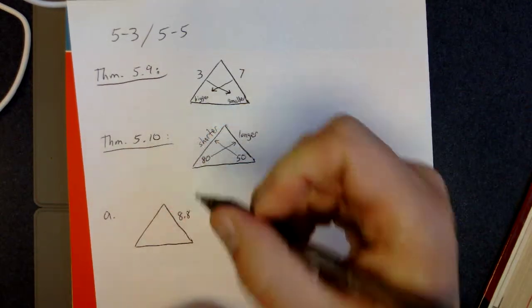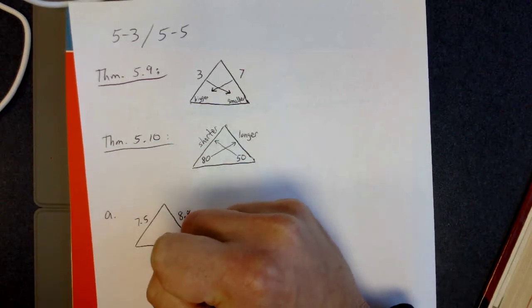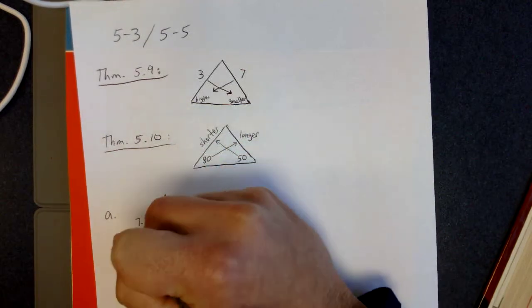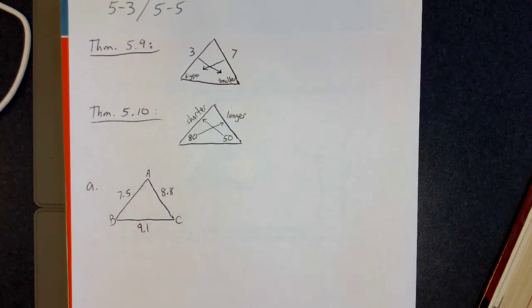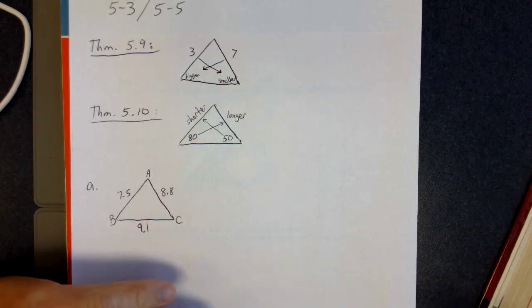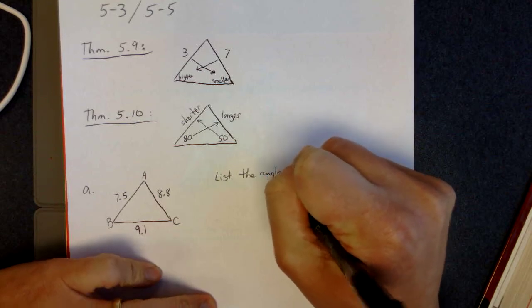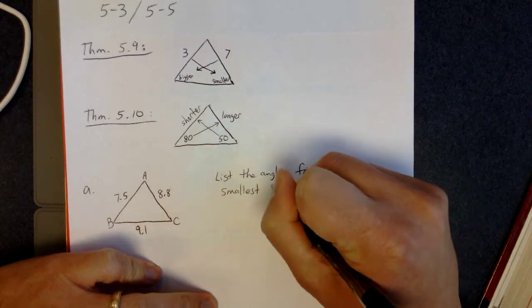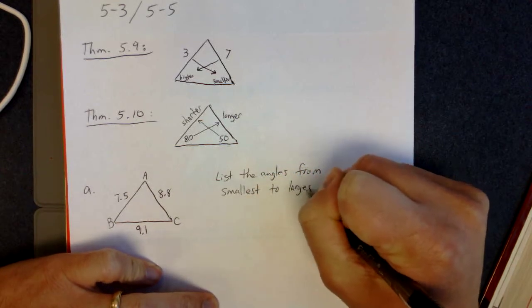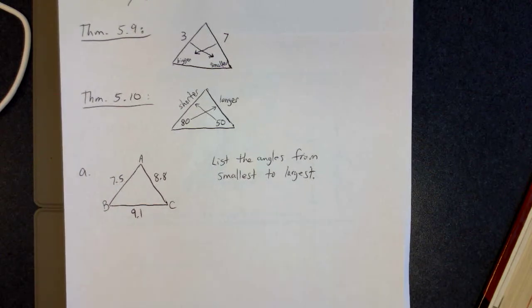We're going to have an 8.8, a 7.5, and a 9.1. Let's call it triangle ABC. And then they're going to ask us to list the angles in order from, we'll go smallest to largest. And you'll kind of have to watch your directions on these. Sometimes they'll go largest to smallest. Sometimes they'll ask for smallest to largest. This time around they want smallest to largest.